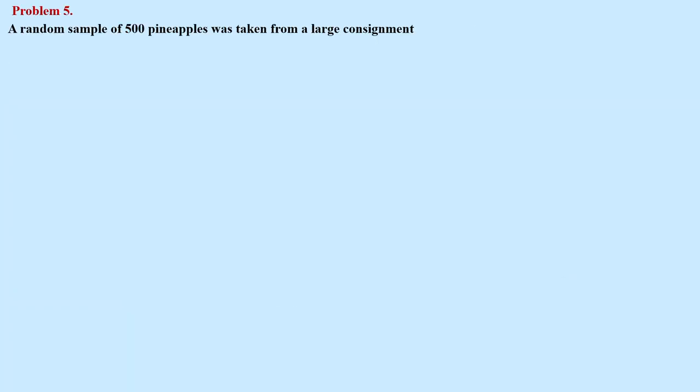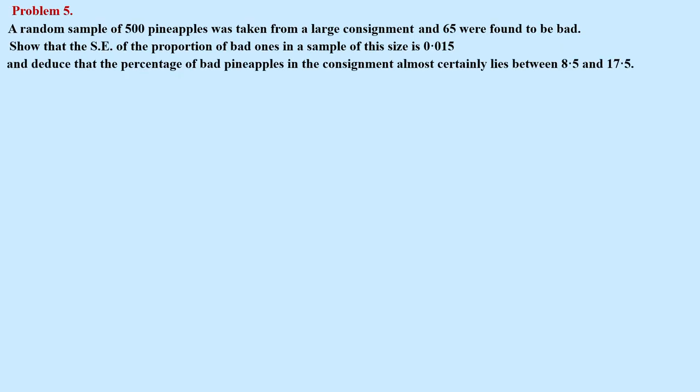Next problem. A random sample of 500 pineapples was taken from a large consignment and 65 were found to be bad. So there are 500 pineapples, out of that 65 were found to be bad, rotten or damaged, whatever it is. Show that the standard error of the proportion of bad ones in a sample of this size is 0.015, and deduce that the percentage of bad pineapples in the consignment almost certainly lies between 8.5 and 17.5.